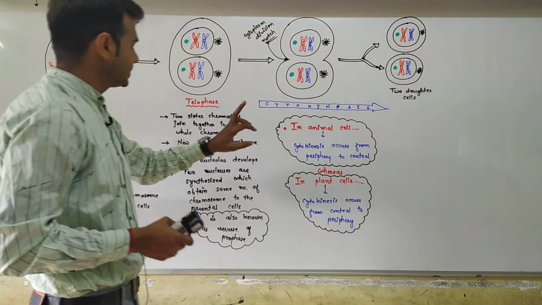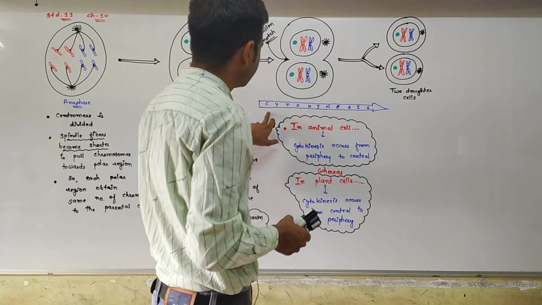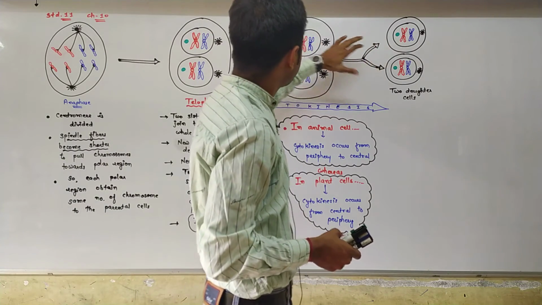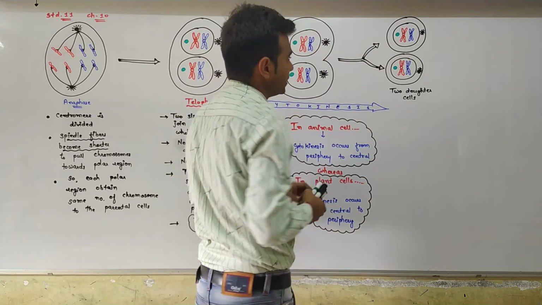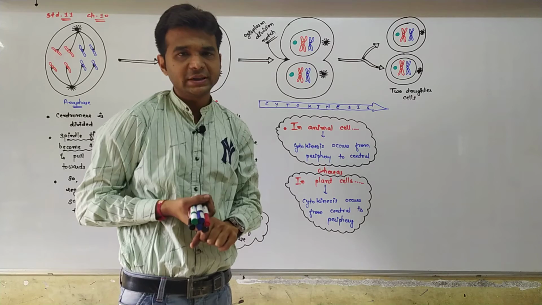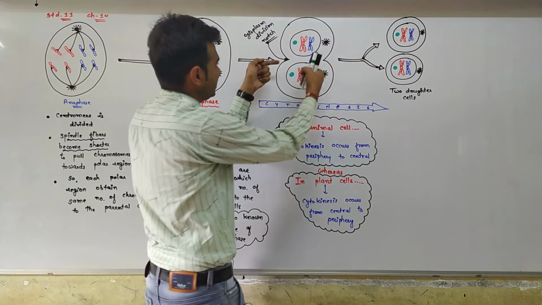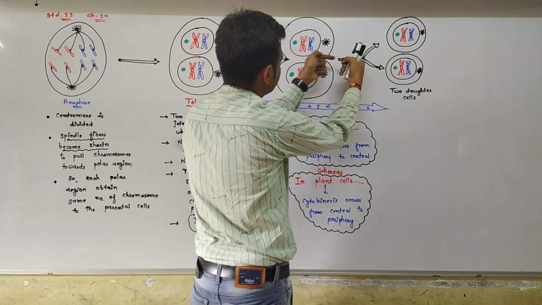So at the end of the cytokinesis, what happened? The two cells are formed. Now the cytoplasm division starts. Here a cytoplasm division notch is formed. Now this notch comes close together.